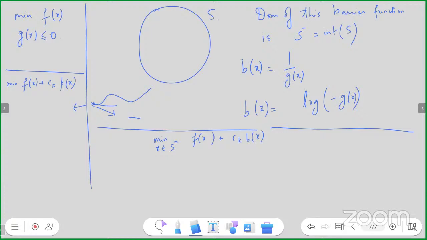Okay, so now let's go to the definition. Is that b of x.